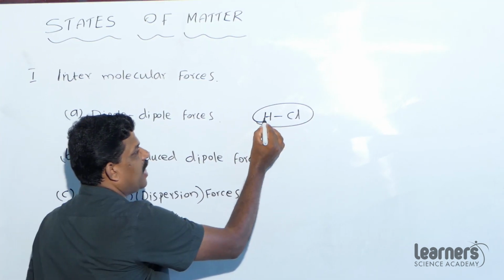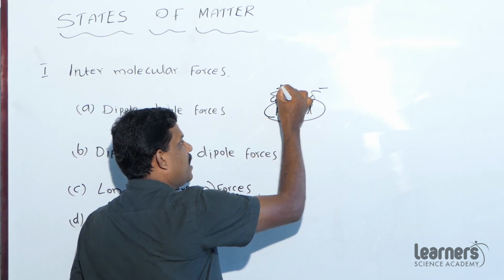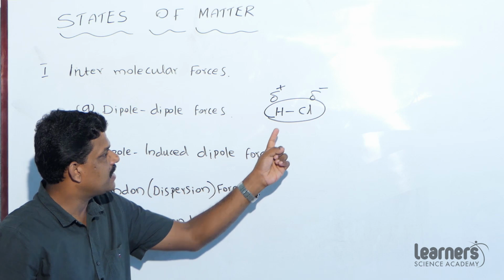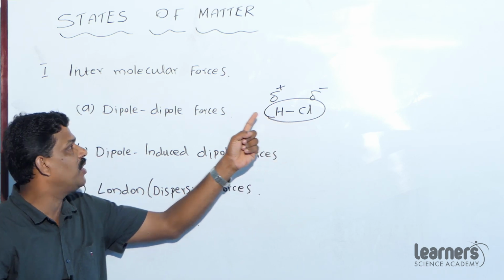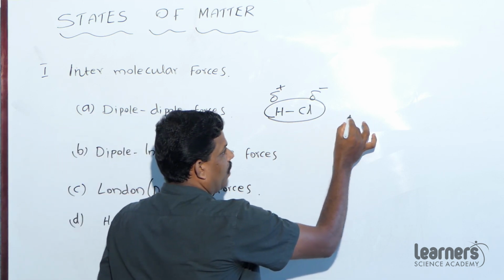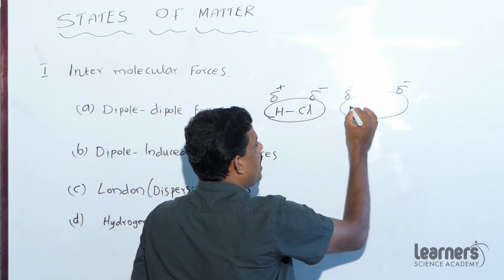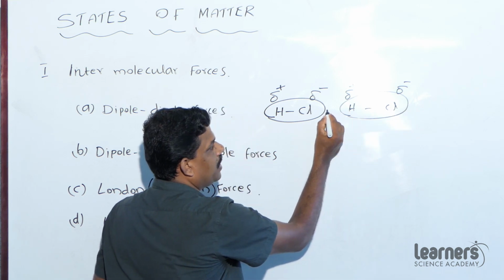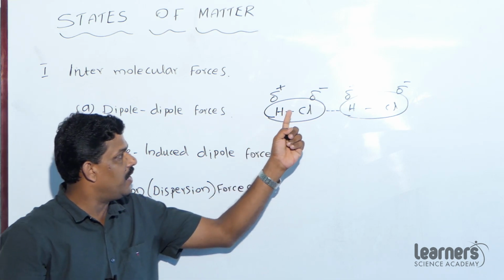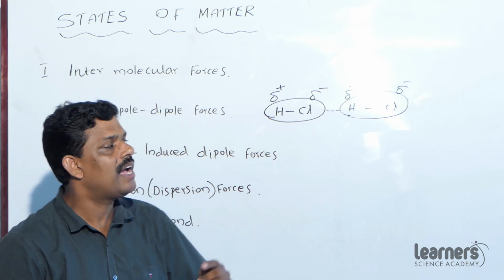Due to the difference in electronegativity between hydrogen and chlorine, opposite charges, that is positive and negative charges, are accumulated at the 2 ends. Such a molecule is called a polar molecule or dipole. When a dipole approaches another dipole, due to the opposite charges there will be an attraction between them. It is called dipole forces. As it is between opposite charges, it is a comparatively strong force of attraction.